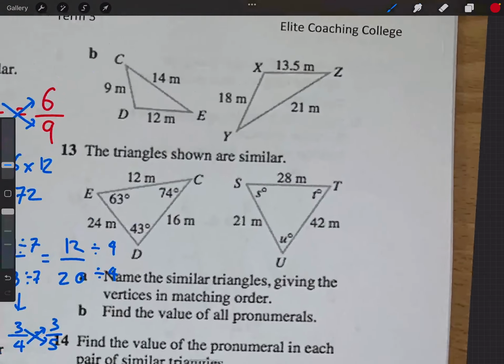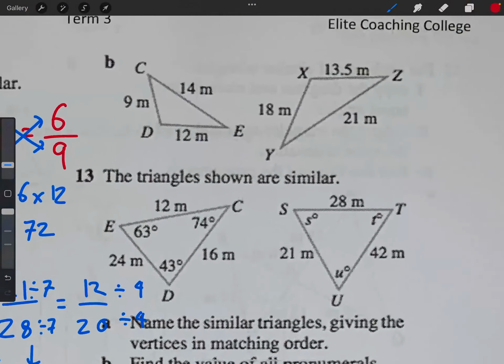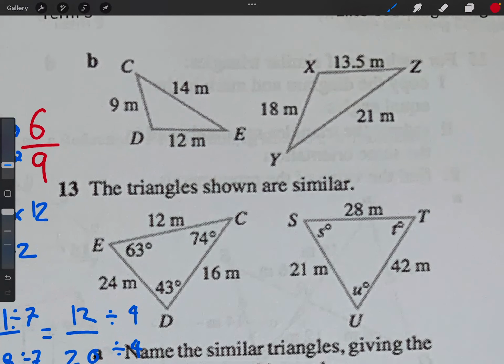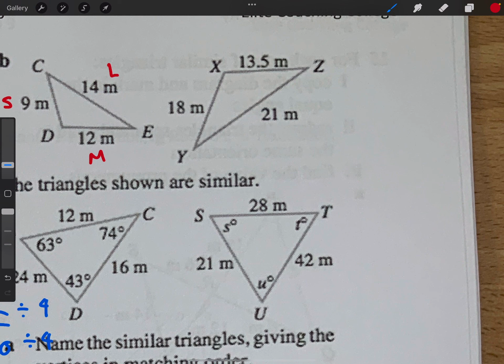Maybe I'll help you with this one here. I'll write the expression for you. So let's look at question B. Let's look at the shortest side. Where's the shortest side? The shortest side is this one. This is the smallest side. The longest side is this one here, and the medium size is this one here. Alright, let's look at the other one. The shortest side is 13.5, so that's the smallest side. The longest side is 21, and the medium size is 18.